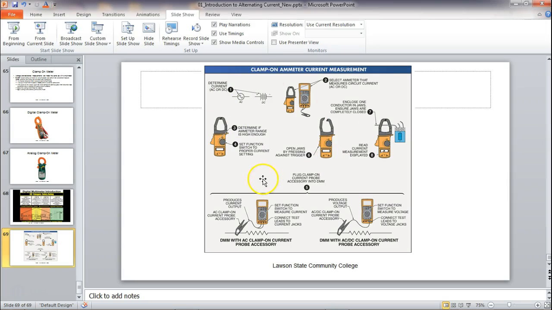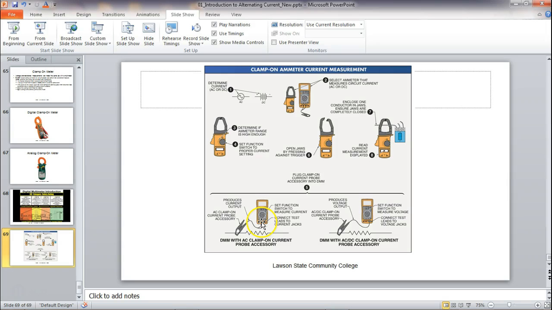This is showing the way we'd use a clamp on meter. I really should move this up, I guess. So if we've got an AC clamp on meter, then we can measure current. You can buy, by the way, most of your more expensive meters like Flukes, which are basically the top of the line meters. With Flukes, you can buy a clamp on amp probe, which is pretty neat.